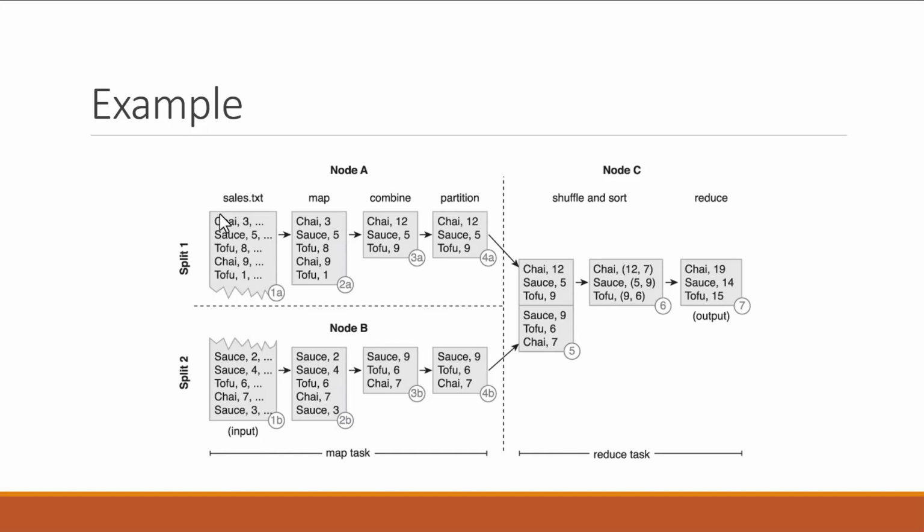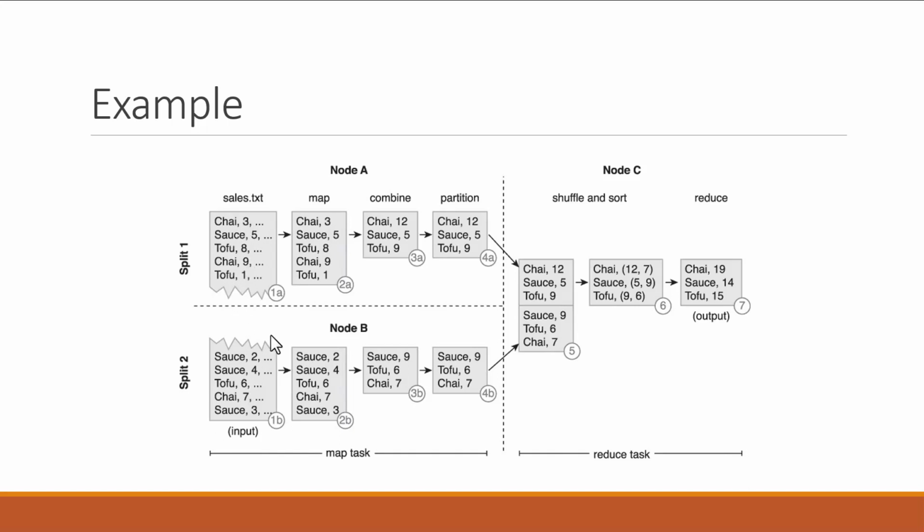Probably the most effective key in this particular case, unless you do have an actual product key, is going to be the product name. So the product name in this case is going to be chai or sauce or tofu. And we also have a number here which indicates the number of units sold. Now that sales.txt file may have a bunch of other information available, but if we're interested in counting up the total number of units that have been sold for particular products, then the only thing we're really interested in is that number that tells us the number of units that have actually been sold.